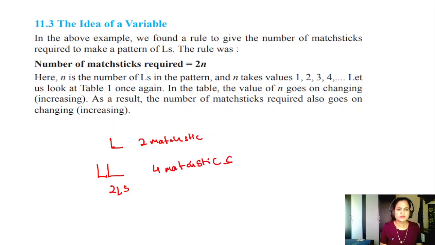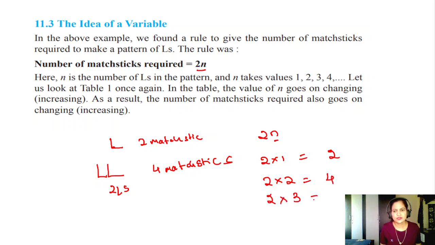By this you draw the formula 2n here. 2n. That means here, the number of L's required you put here. 2 into L. If L is equal to 1, 2 matchsticks are required. If 2 L's, 2 2s are 4. If 3 L's are required, we put the value 3 here. 2 into 3, number of matchsticks 6, like this it goes on. So the general formula is 2 into n.